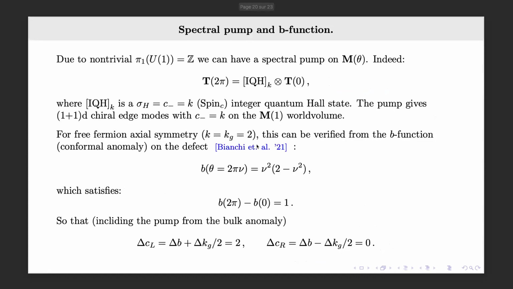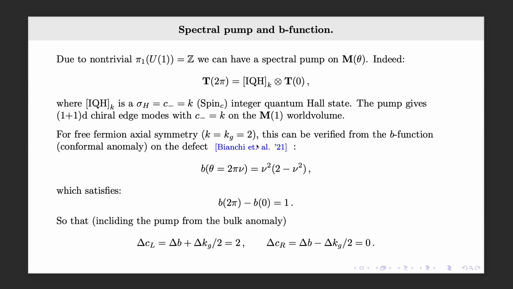But what I think is interesting is that you still have this type of spectral pump, which is independent of how you choose to define the defect microscopically. So again, the group has a pi_1, so you can detect it on the monodromy defect. What you can try to understand is, I start from m of 0. This is just the trivial defect. And then adiabatically, I turn on a 2 pi flux, which is also a symmetry defect. And I look at what happens.